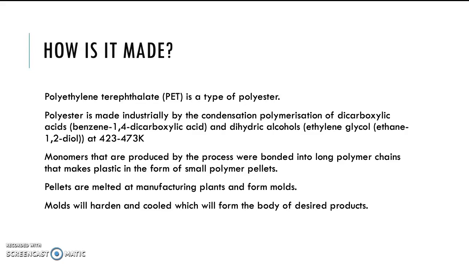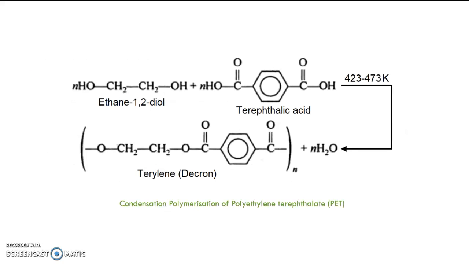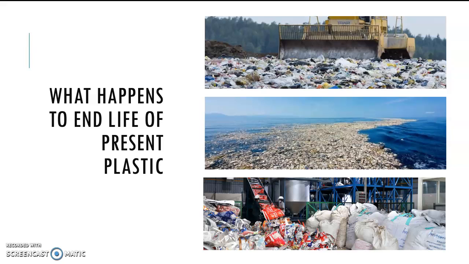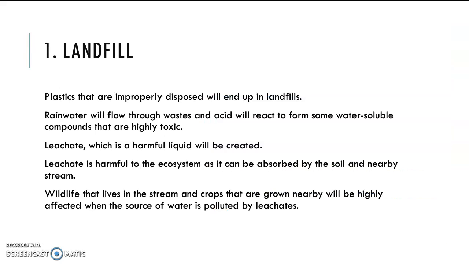Monomers that are produced by the process are bonded into long polymer chains that make plastic in the form of small polymer pellets. These pellets are then melted at manufacturing plants and poured into molds. Molds will be hardened and cooled, which will form the body of the desired products. So this is the chemical reaction. And now we want to see what happens to the end of life of plastic.